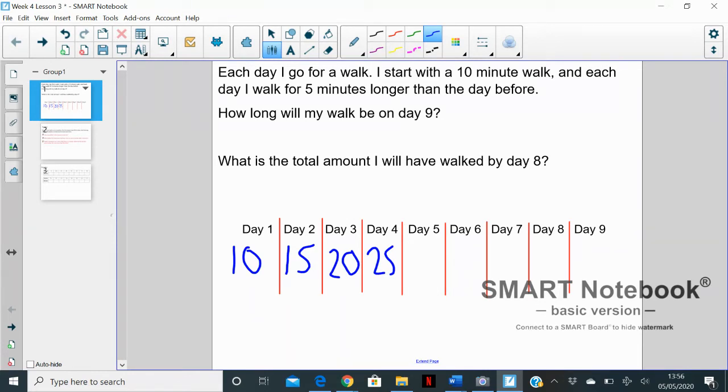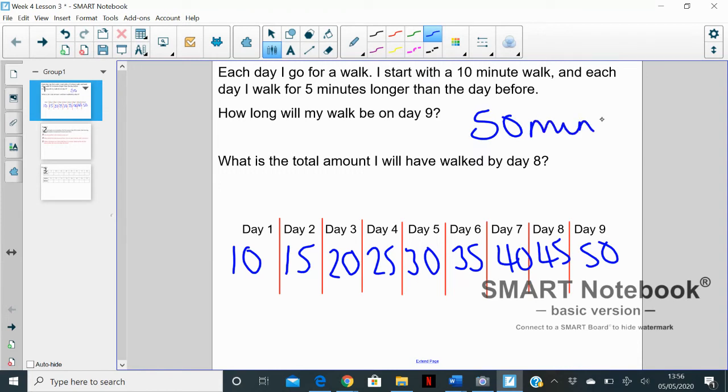So the first question asked me how long my walk will be on day 9. So I need to have worked out, by jumping up 5 minutes each day, how long my walk is going to be. So I can see that on day 9, my walk is 15 minutes.